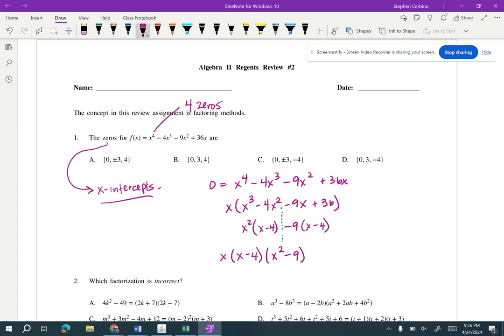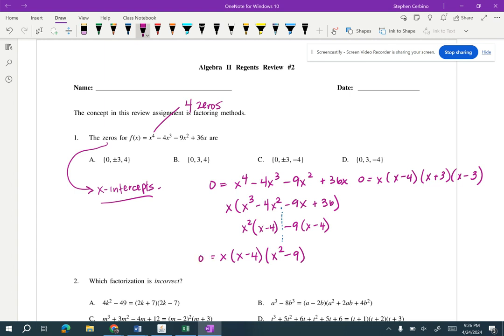So to continue factoring this, I see another factoring method that pops up here, x squared minus 9. So I could factor that further to give me x minus 4. And then x squared minus 9 factors by difference of two squares. So I know it's going to be x plus and x minus. And then I'm asking myself what multiplies to itself to make 9. So that would be 3 and 3. This is all still equal to 0.